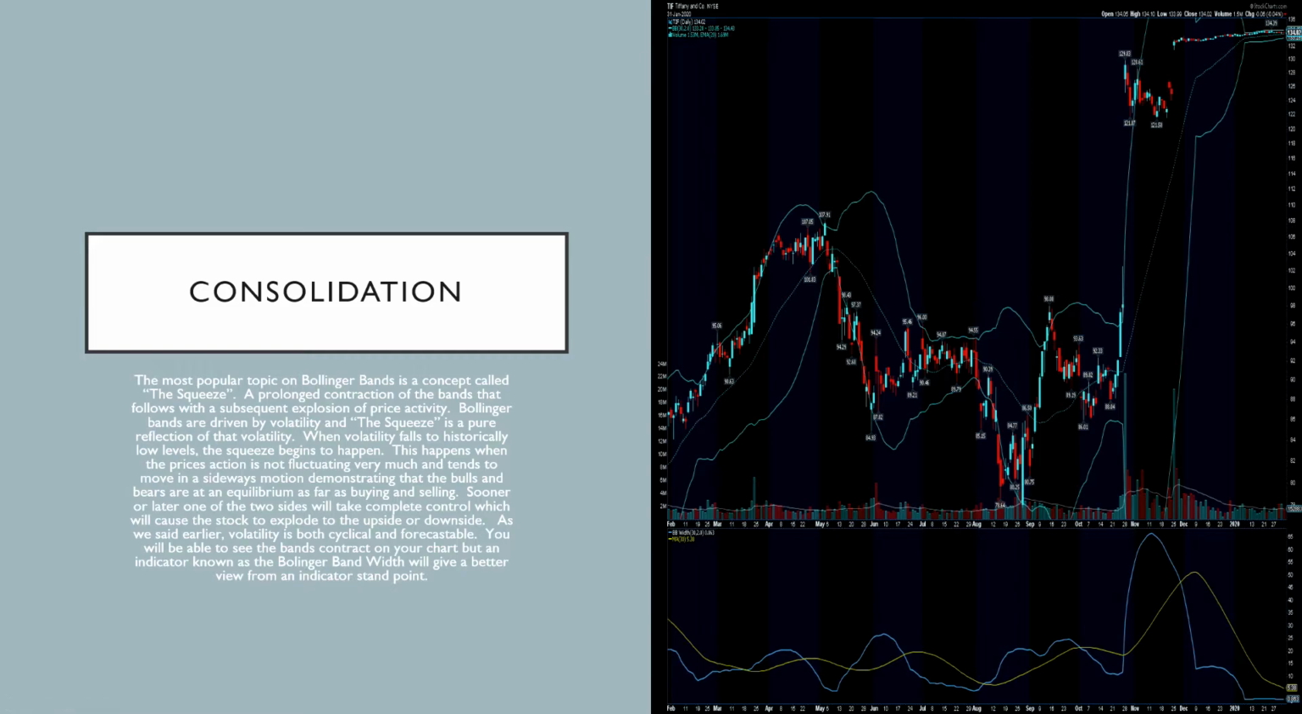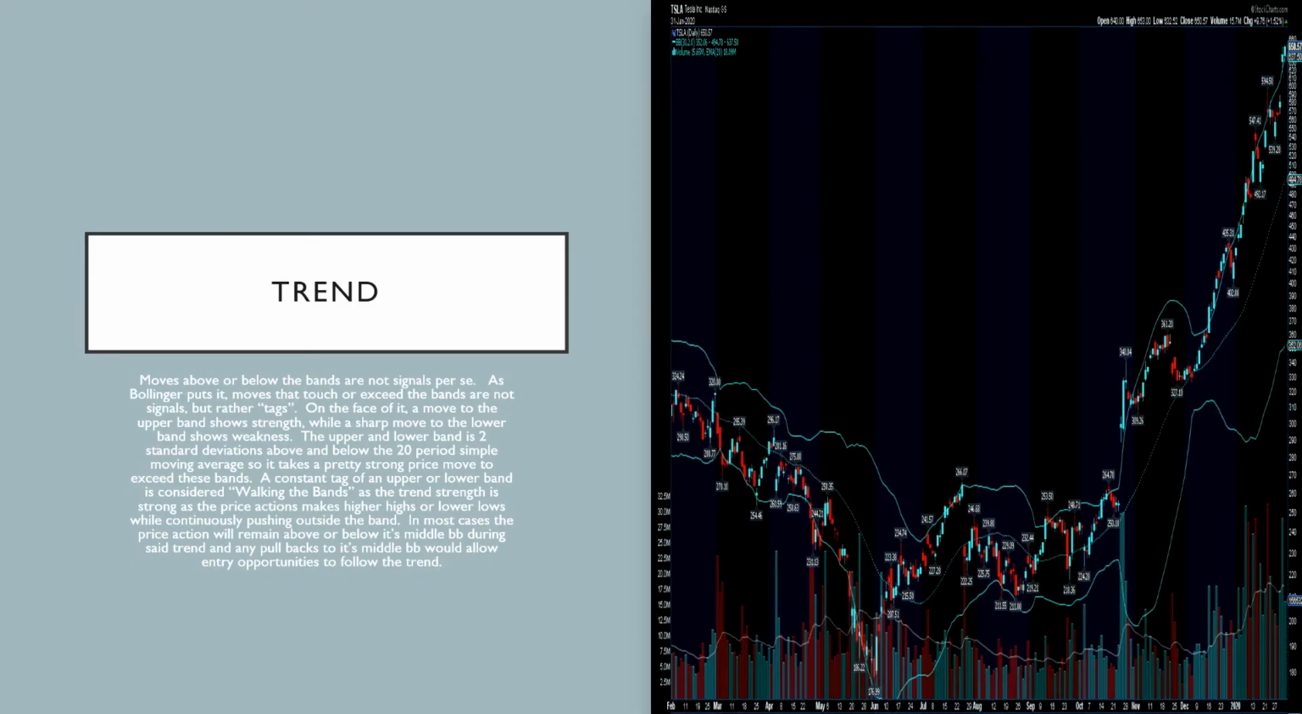And the squeeze concept is a big deal because it helps us identify when a big move is coming, and that way we can start setting up to trade into that big move once we get a sign of the stock breaking above previous resistance levels or breaking below previous support levels. All right, next we're going to talk about trend, okay?